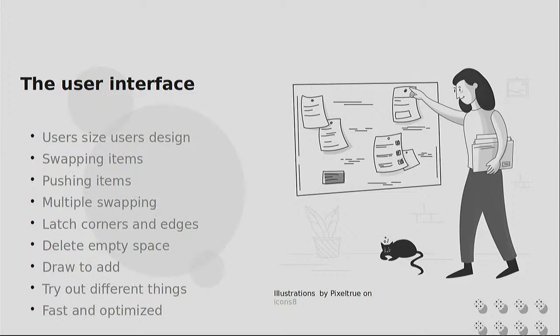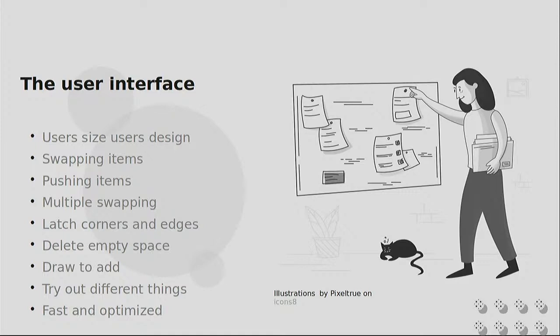Yeah, coming to user interface, as I said, the user can define his or her layout. Their design is their size. There are no constraints apart from what I mentioned earlier. They can swap items. They can even push items when they try to resize or move. They can swap multiple items when they want to move. We have latching in corners and edges. I'll get to this when I'm doing the demo.